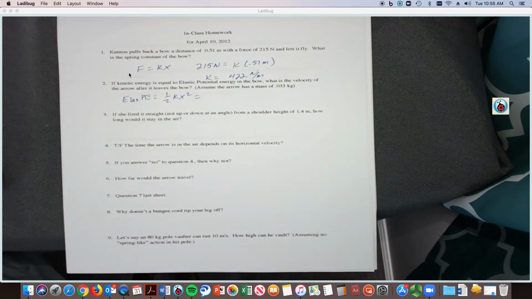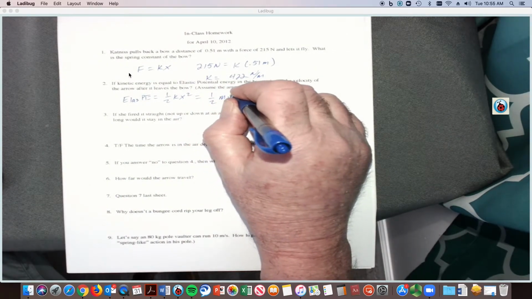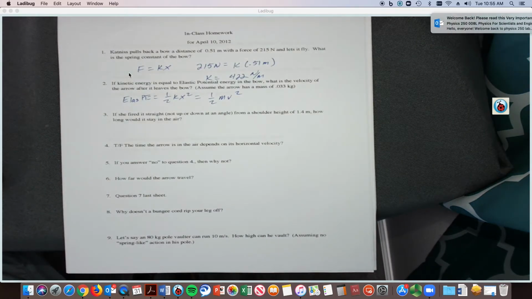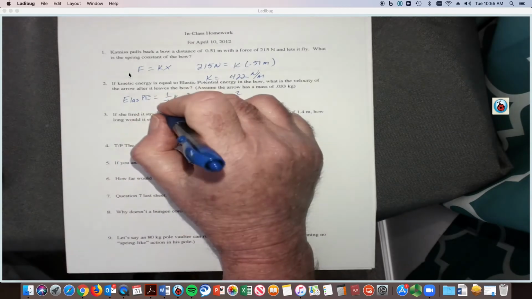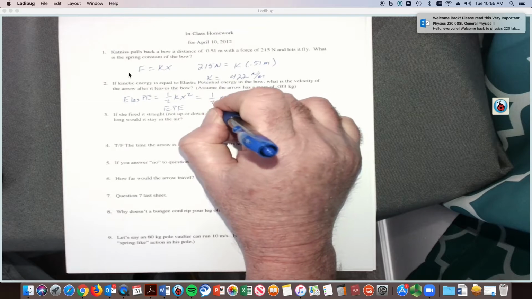So this elastic potential energy is going to equal 1/2 mv squared, the kinetic energy when it flies.